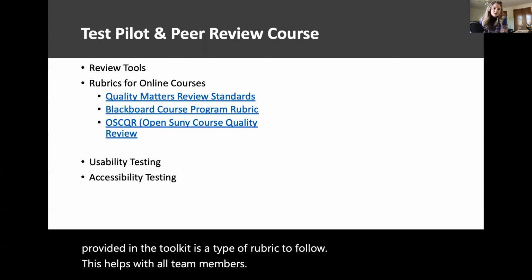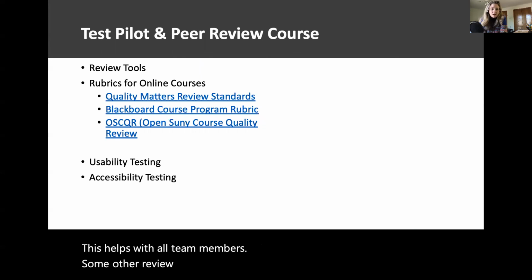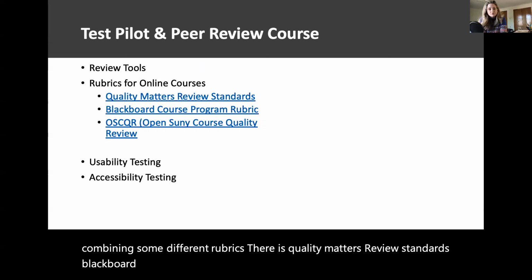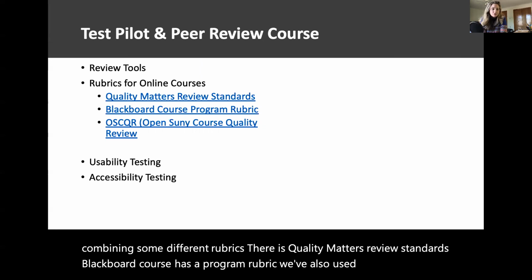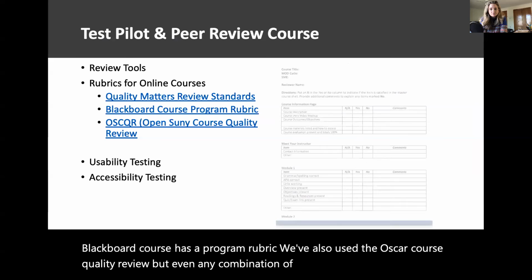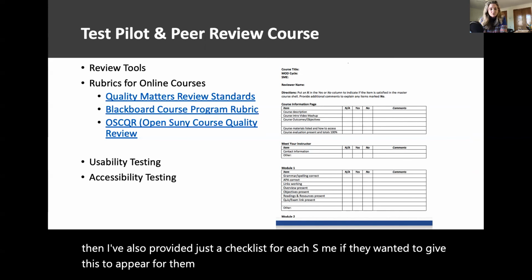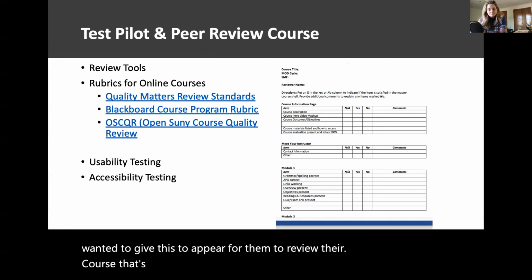Some other review tools that you might want to consider are maybe combining some different rubrics. There's Quality Matters review standards. Blackboard course has a program rubric. We've also used the Oscar course quality review, but even any combination of these can work as well. And then I've also provided just a checklist for each SME. If they wanted to give this to a peer for them to review their course, that's also an easy option.